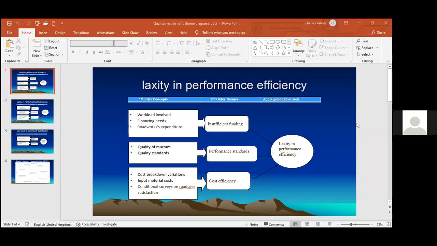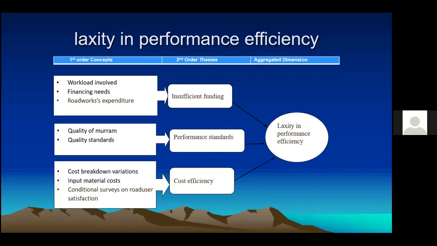Chair, these are the results from the qualitative interviews presented in themes. The first theme was lacks in performance efficiency. As you can see, they looked at lacks in performance efficiency in terms of the nature of workload that is involved, the nature of financing needs for the community roadworks, and also the amount of money involved in working on this roadworks expenditure.